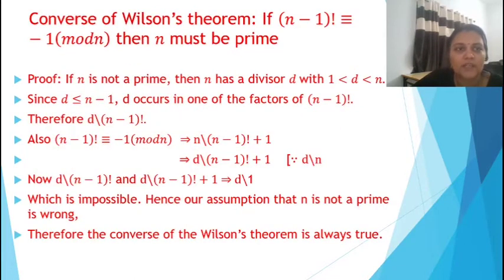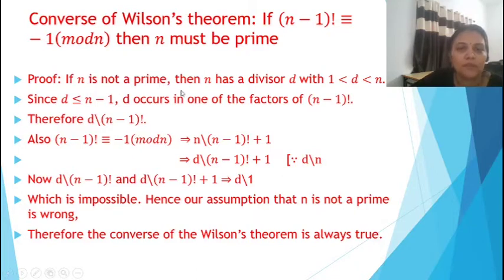Now, next we can check whether the converse of Wilson's theorem is true. The converse of the theorem is: if (n minus 1) factorial is congruent to minus 1 mod n, then n must be prime. So, for the proof, consider if n is not a prime.